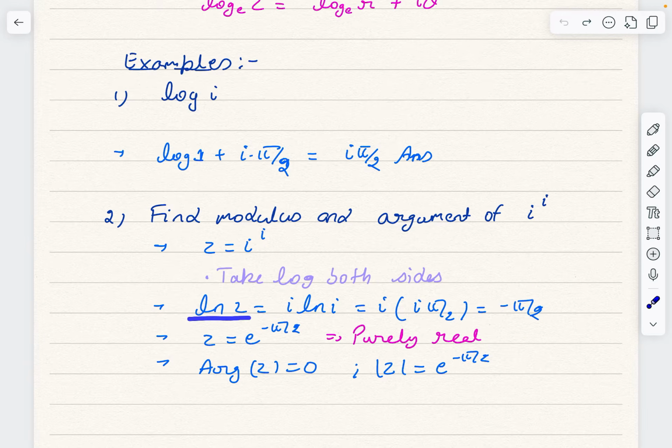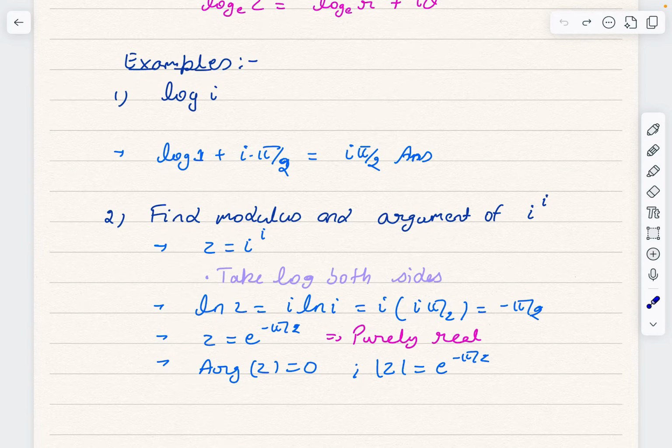So log z is equal to minus pi by 2, so z is equal to e^(-pi/2). You can say e^(-pi/2) is a purely real number. It's an exponential function. There's no iota here. It's purely real, and it will be a positive number also. So for a purely real positive number, argument will be 0 and modulus will just be the number itself, that is e^(-pi/2).